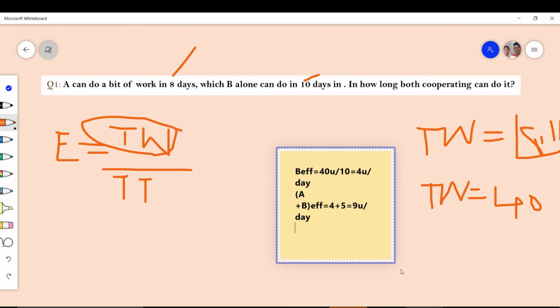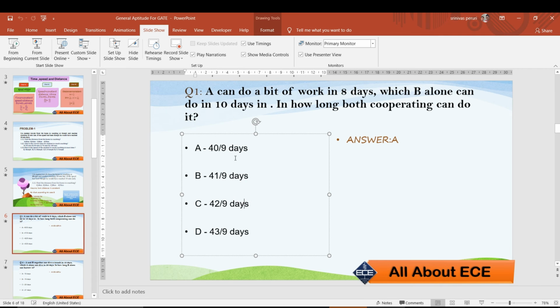So what they were asking is in how long it will take. So total time is equal to total work divided by their efficiency. Total work is 40 units. Correct, right? 40 units divided by the efficiency of both of them, 9 units per day. So units are going to cancel out and we are left with 40 divided by 9. This is the final solution. In how long they will complete this work is 40 by 9.